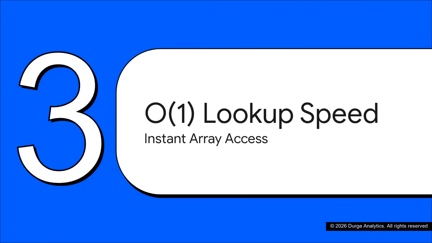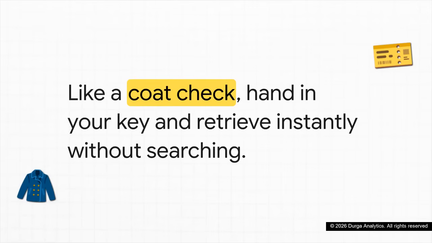Achieving O(1) lookup speed. Let's really dig into this headline feature and see why it's such an engineering game changer. Think of it like a coat check at an event. When you drop off your jacket, you don't go searching every single hook in the building, right?